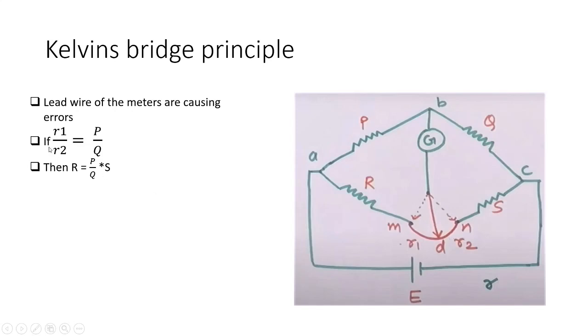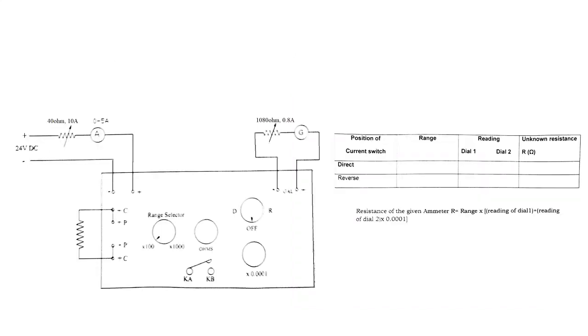So if we maintain the condition R1 by R2 equal to P by Q, then after a number of calculations and analysis, we are able to prove that we will get the ratio R by S is equal to P by Q, which is how we could measure the unknown resistance R equal to P by Q into S. Now let's see the circuit setup for Kelvin's bridge.